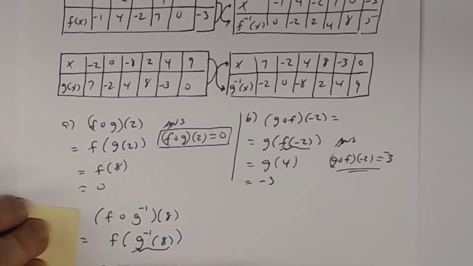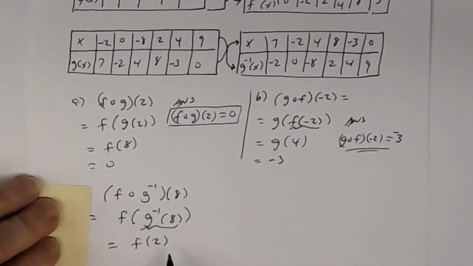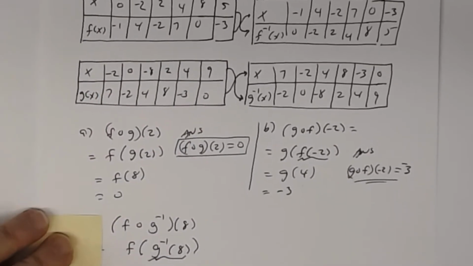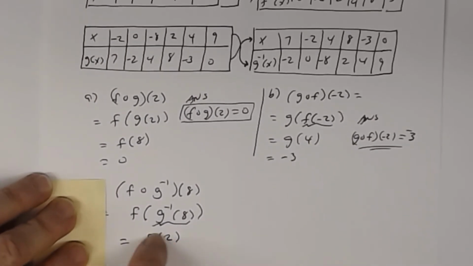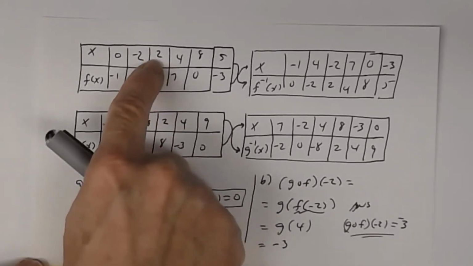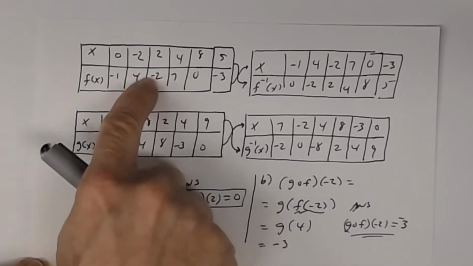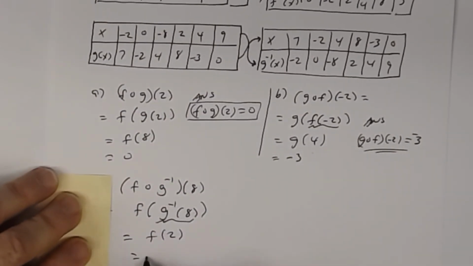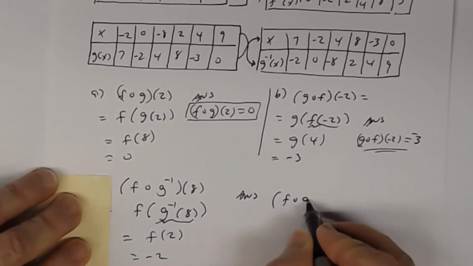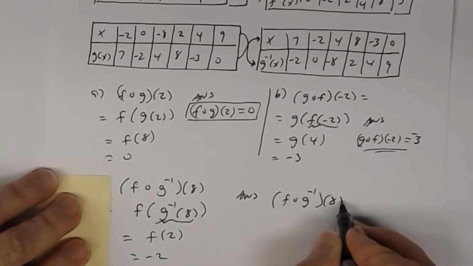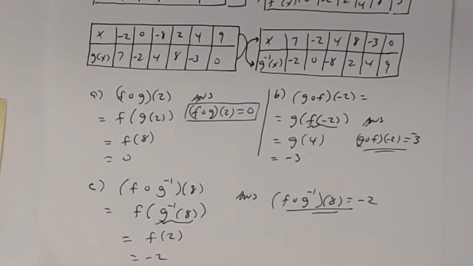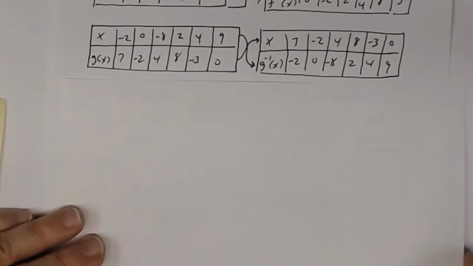So now I got to find f of 2. So make sure you go to the correct table. So now this is f. So that's this. So f of 2 says what when x is 2, what's f of 2? What's the y value? Well, when x is 2, see x is 2 here, the y value is negative 2. So it becomes negative 2. So your answer, you're going to say f composed with g inverse at 8 equals negative 2. All right, let's look at D. All right, D, you have this for D.